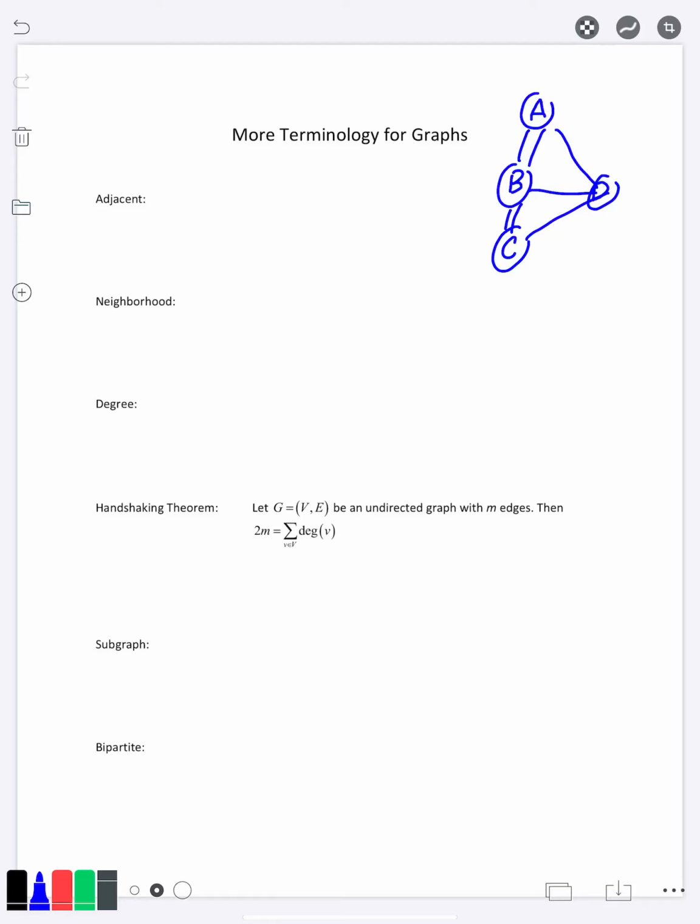Since A and B have at least one connection between them, A and B are considered adjacent. Similarly, B and D are adjacent, and so on, whereas A and C are not adjacent here. So for our definition, two vertices are adjacent if there is an edge connecting them.